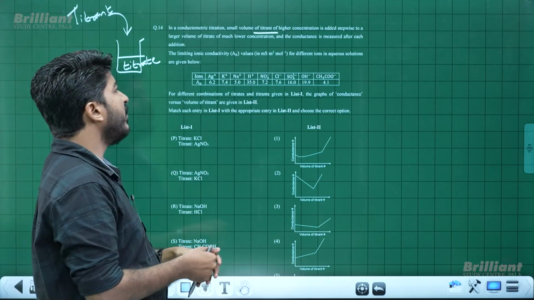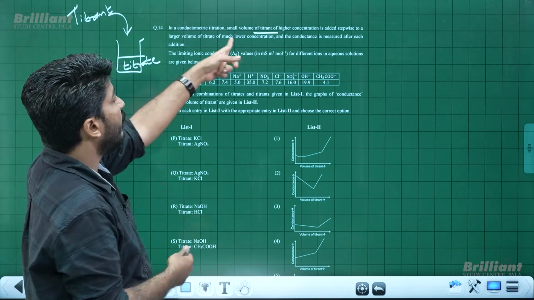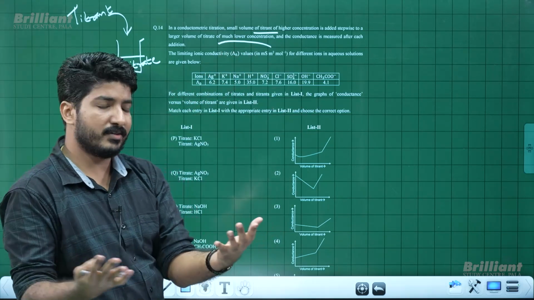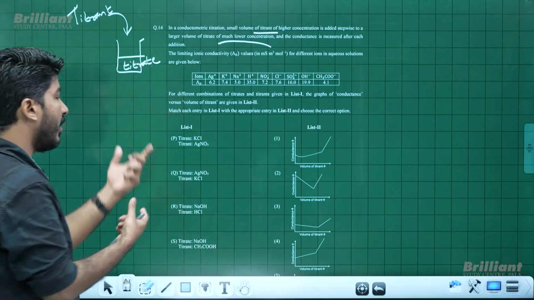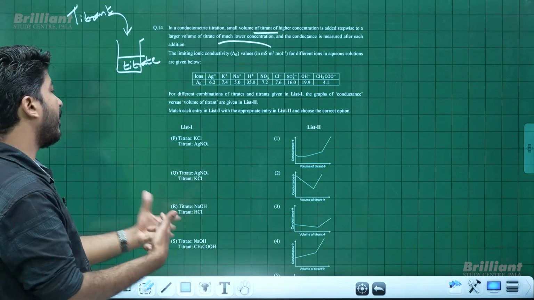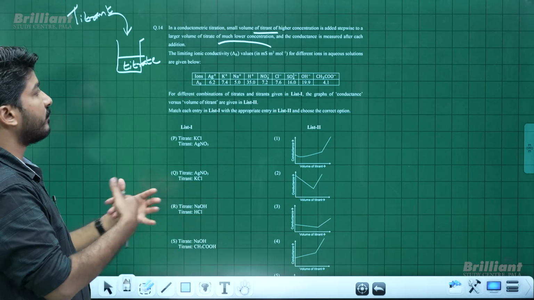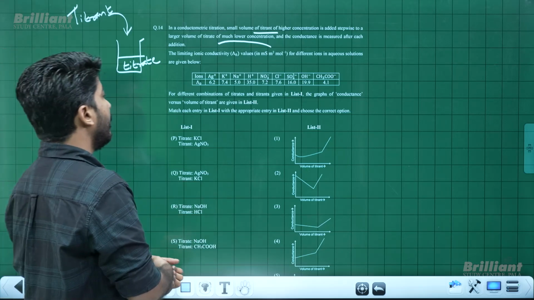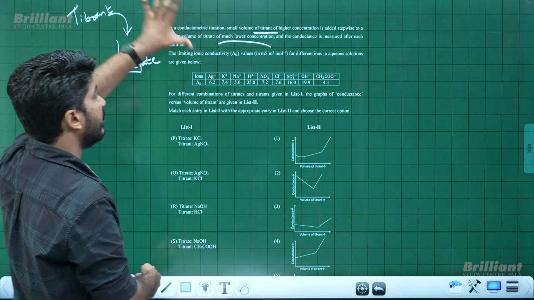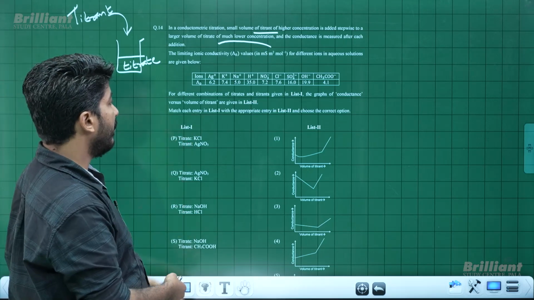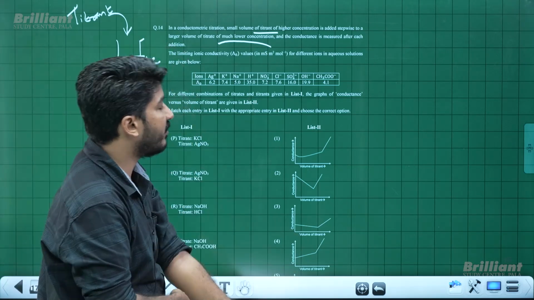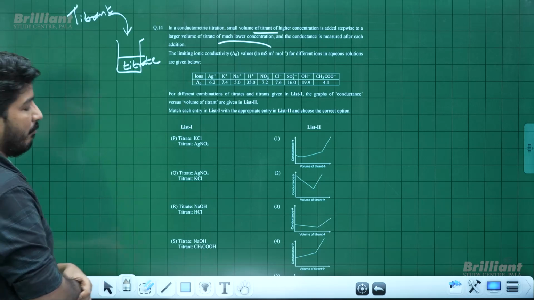Limiting molar conductivity we can use because the solution is of much lower concentration, so that will give a rough idea about the conductance values of the ions involved in the titrate mixture. So that is given. The information is clear. Now, for different combinations of titrants and titrates given in list 1, match the correct conductance versus volume of titrant plots.